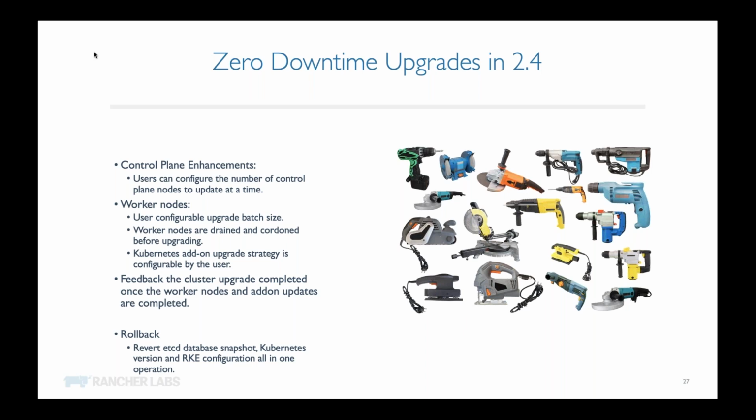So you can do one at a time and roll through very slow. You can now drain and cordon your workloads and move those workloads off of each node as it's going through before bringing it down and upgrading. We've also exposed the Kubernetes add-on upgrade strategies for the add-ons. So now you can select and configure how many of those get upgraded at a single time.